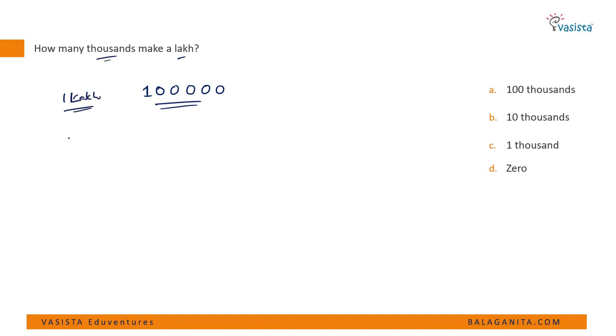1000. 1000 is nothing but 1, 0, 0, 0. This is 1000. Now we need to check how many thousands make this 1 lakh. Just divide it, or otherwise you can multiply it. See, let us check here. This is 1 lakh, divided by 1000.